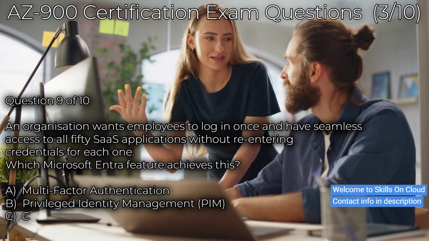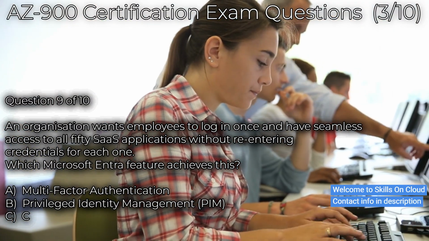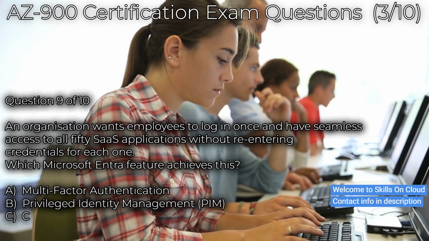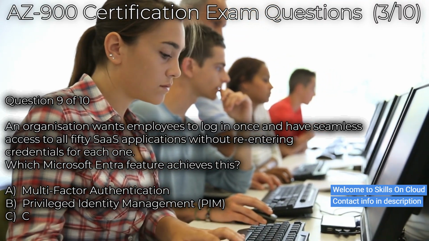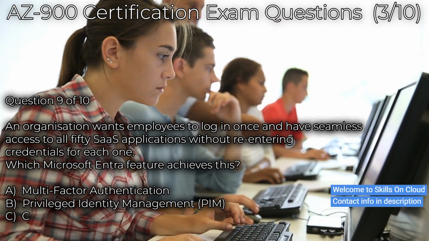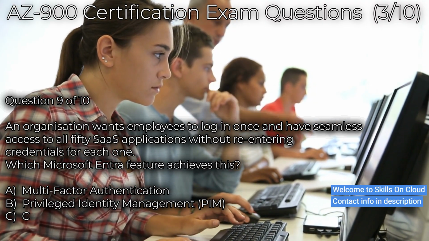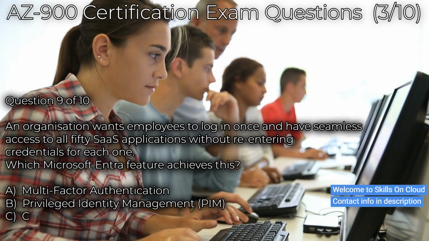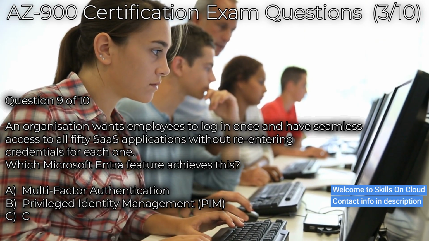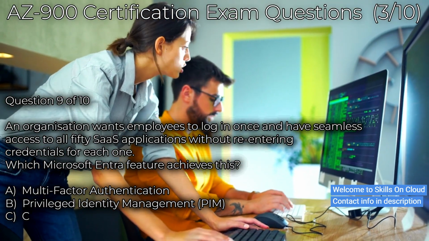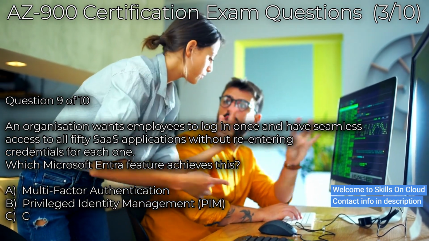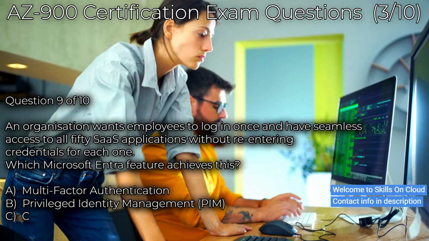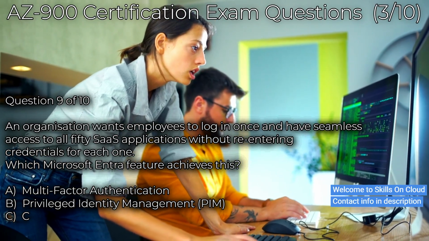Multi-factor authentication, Option A, adds a second factor at sign-in, but does not reduce the number of sign-ins required across different applications. Privileged identity management, Option B, manages time-limited role access for administrators, not everyday application access for all users. Conditional access, Option C, controls the conditions under which sign-in is allowed, but does not itself reduce or consolidate authentication across applications. The phrase log in once and access everything describes single sign-on precisely.